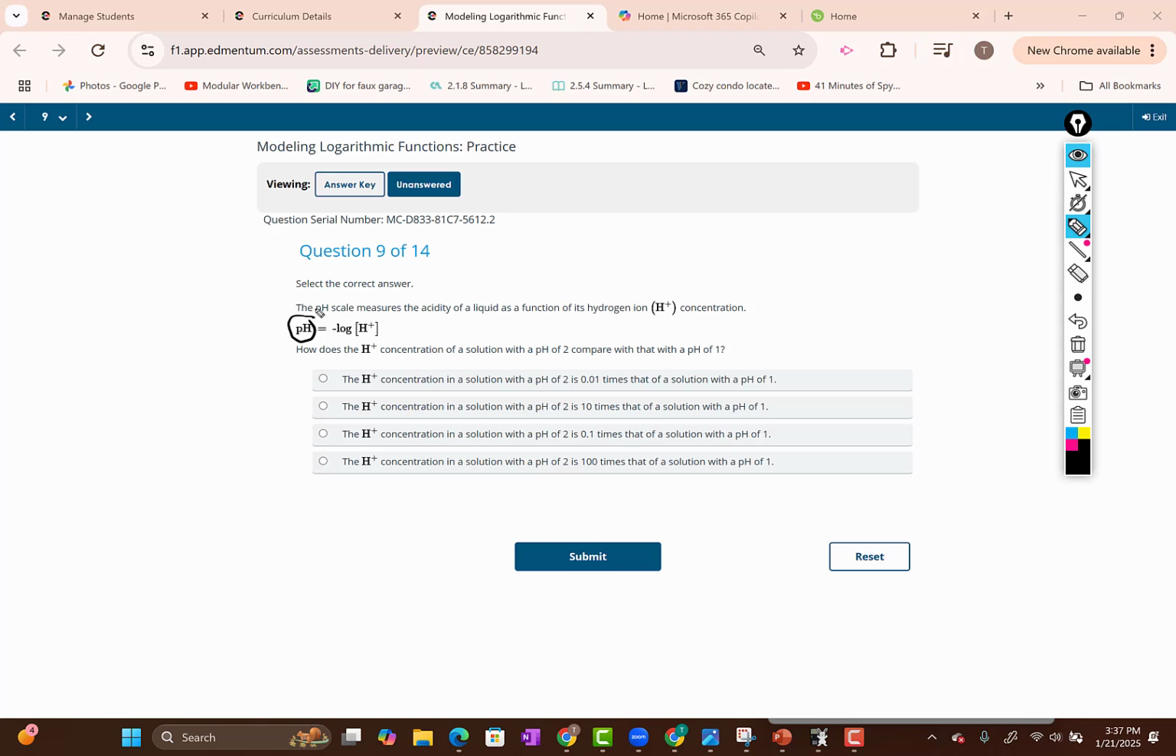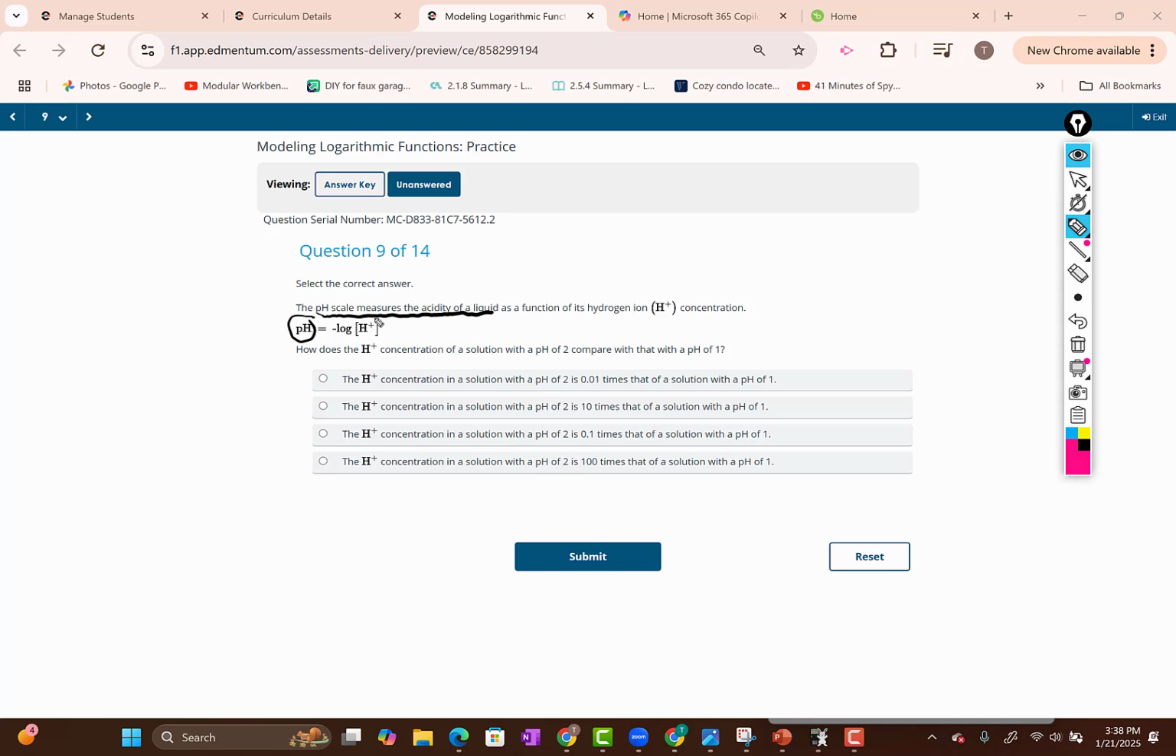pH, two letters, represents one variable. So that's important to know. We're not multiplying P and H here. pH measures the acidity of a liquid. That's what that represents, so don't let that throw you off. They could have just used X instead of pH.